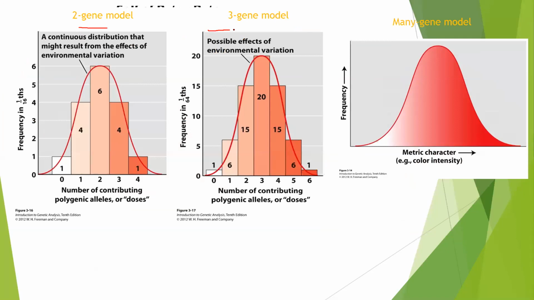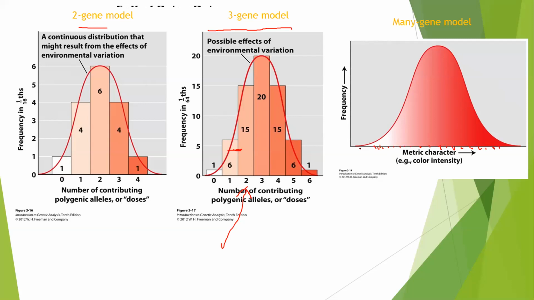Now, if we extend this model to 3 genes, so 3 genes can do the same thing, what happens? We have even more categories, 7 categories. And if you look at the difference between any 2 adjacent categories, it becomes even less. Imagine if you increase the number of genes, you're going to end up with many categories, like here. And you probably cannot tell the difference between any two adjacent categories.